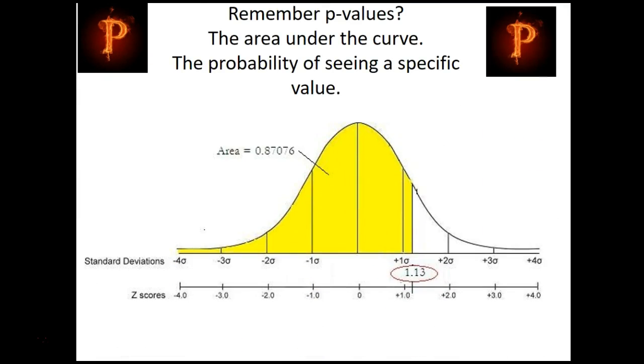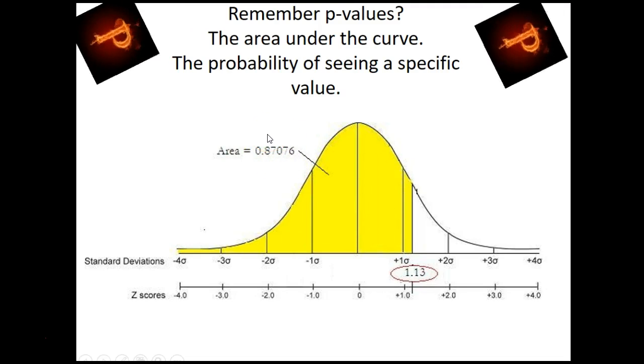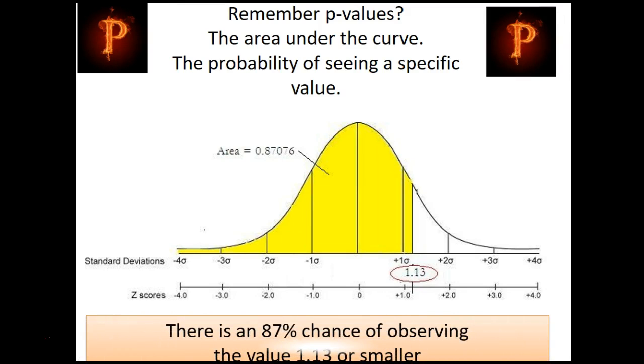Now p-values. P-values are the area under the curve, the probability of seeing a specific value. So in this example, we're going to be looking at 1.13. What's the probability of getting 1.13 or less? I do say less because I'm shading this whole area here. So if you remember, we use normalcdf to figure this out, and we get this number, which will turn into a percent. And when you do that, you end up finding that there is an 87% chance, that's this number turned into percent, of observing a value of 1.13 or smaller.